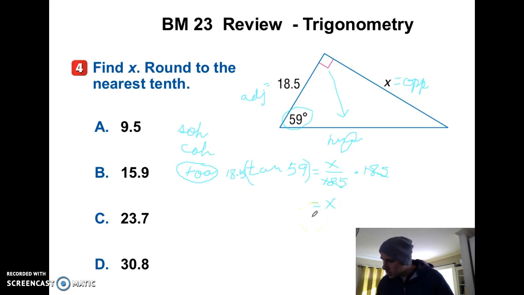18.5 times tangent 59. Take my time on my calculator. 18.5 times tangent 59, close parentheses. I get 30.78. I can say 30.79. Looks pretty close to my letter D.